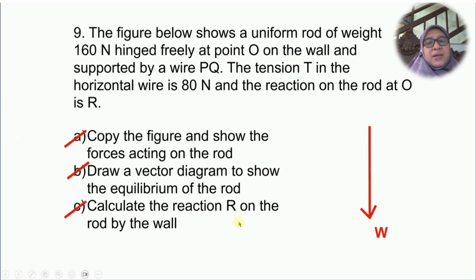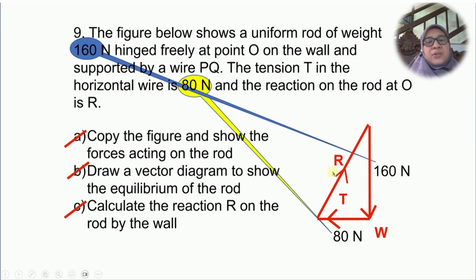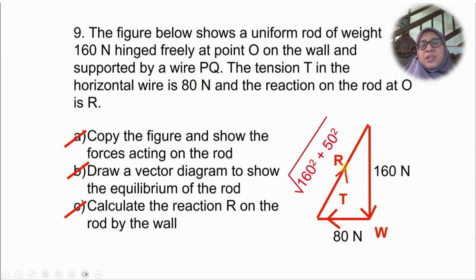To calculate the reaction, we use the triangle just now. The weight is given, 160 Newton, and the tension also given, 80 Newton. So we can calculate the reaction using Pythagoras theorem, because the triangle formed is a right angle triangle. That means the reaction will be the square root of 160 squared plus 80 squared. The answer is 179 Newton. So that's the answer.